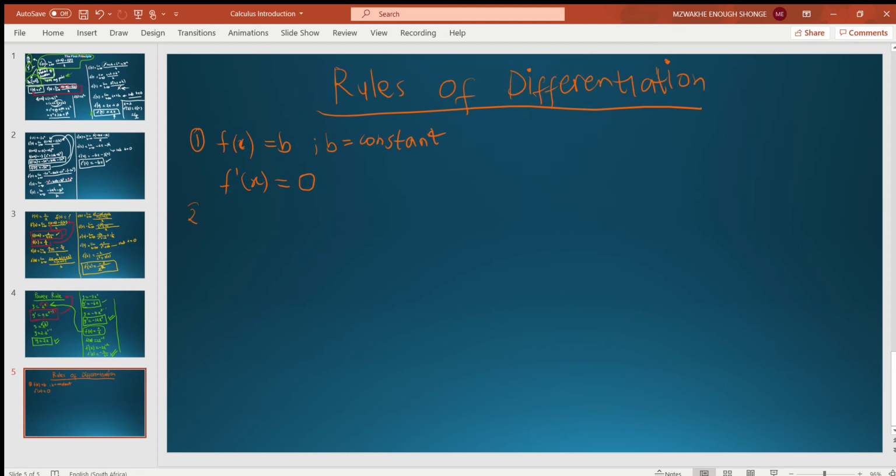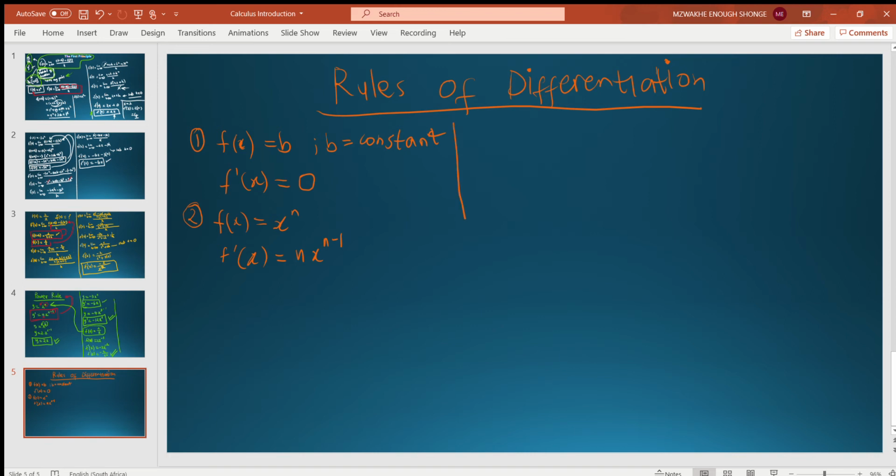Rule number 2 is the rule which we did in the previous video. If you didn't watch the video, it's on the power rule. They call it the power rule. For example, if you have f of x equals x to the exponent n, then f prime of x equals nx to the exponent n minus 1.